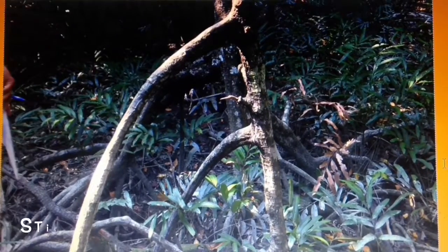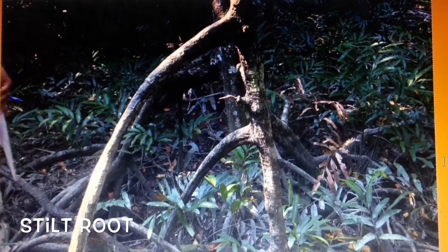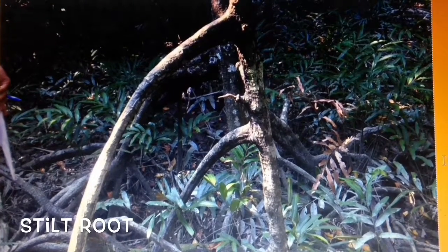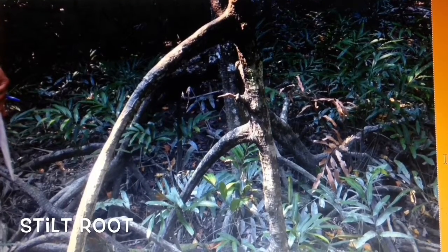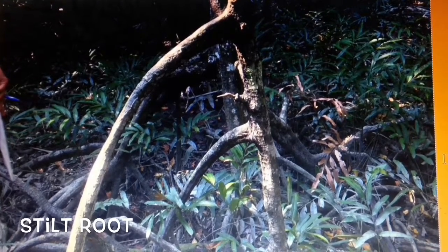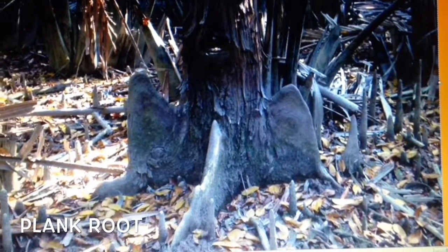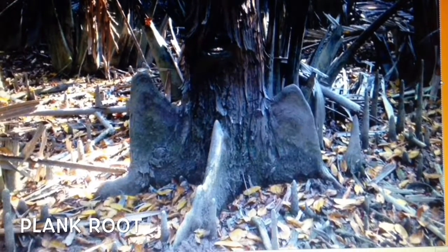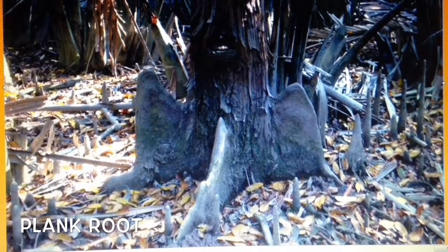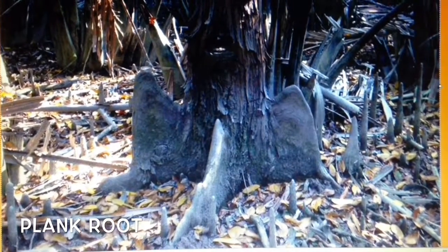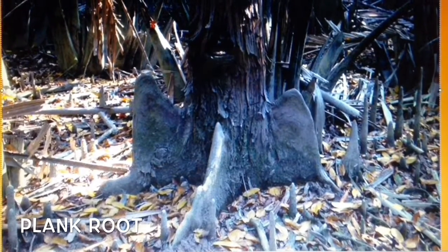The third one is stilt root. The common mangrove tree which has stilt root is Rhizophora. Examples of Rhizophora are Rhizophora mucronata and Rhizophora apiculata. Next is plank root. Example of mangrove tree which has plank root is Xylocarpus granatum. Its common name is Nyireh jambu, and Xylocarpus moluccensis. Its common name is Nyireh batu.